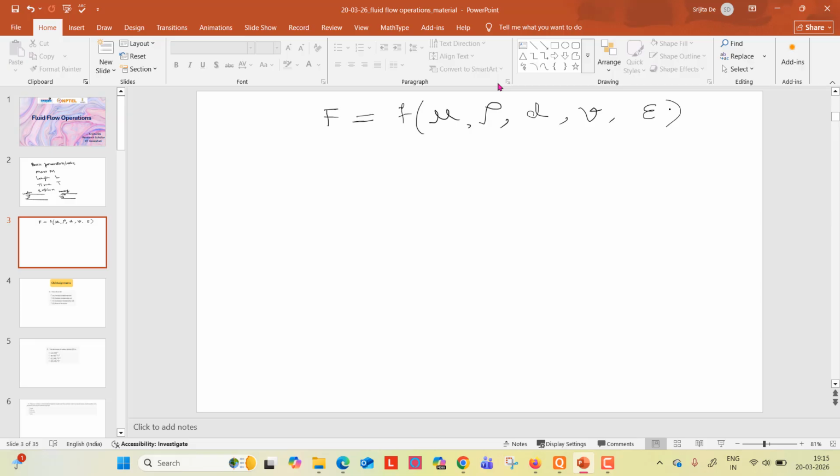So that is why these 5 parameters are taken to be independent variables, and this frictional force is completely dependent on these 5 independent variables, right? Based on your system and your objective, you are choosing these factors.